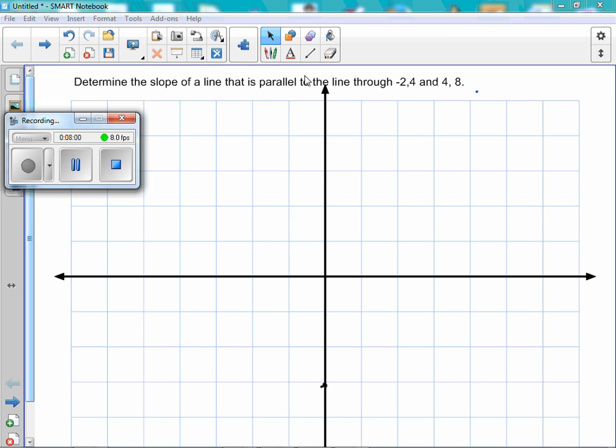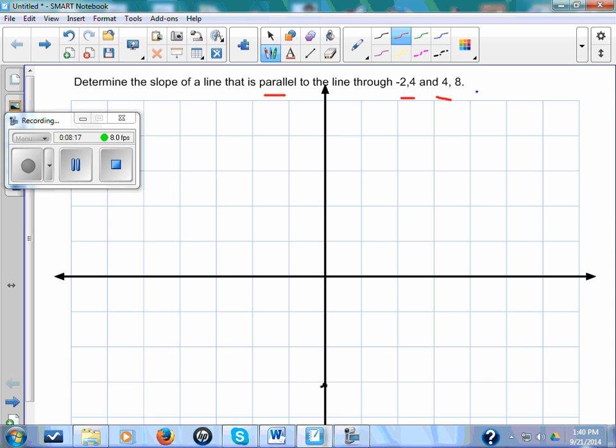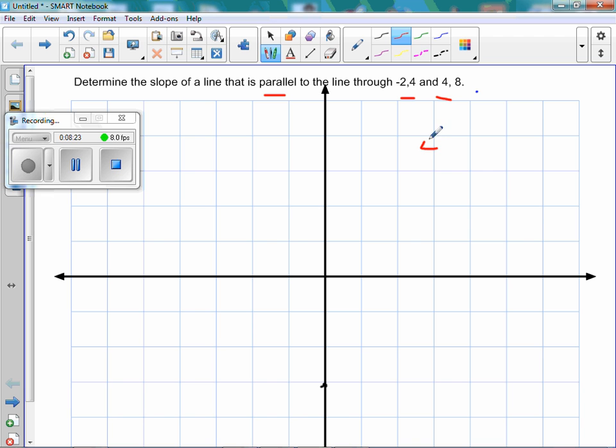The next question is to determine the slope of a line that is parallel to the line through these points. In the last problem they gave you the graph and you counted it. Now we're giving you the points, and we want to know the slope of a parallel line. So what do we need to do first? Find the slope. We subtract 4 minus 8, which gives you negative 4. That's the y's. Then 4 minus a negative 2 changes to positive.